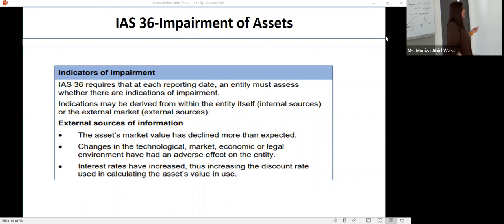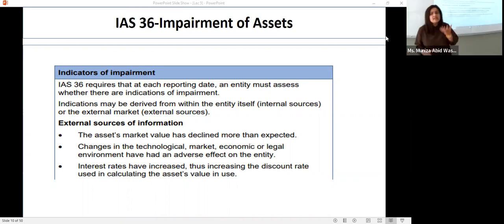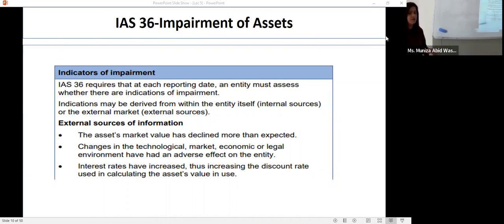Say, for example, the asset is becoming obsolete. The asset is becoming outdated. The asset has been broken, or something has occurred which is now bringing the value of an asset down to its carrying value. So there can be some circumstances inside the boundaries of an organization which can indicate an impairment, and there are some circumstances outside the boundaries of an organization which can indicate impairment.